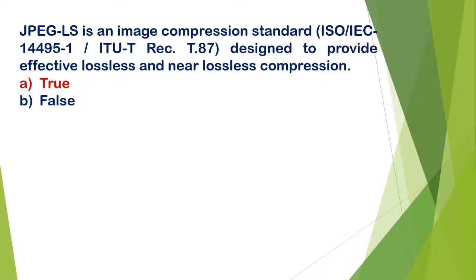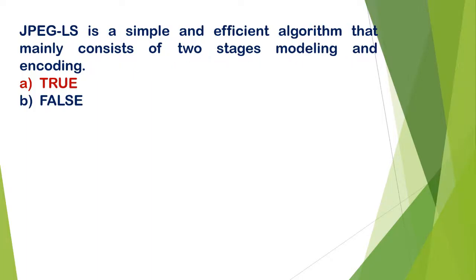JPEG-LS is an image compression standard, ISO/IEC 14495-1, ITU-T Rec. T.87, designed to provide effective lossless and near lossless compression. A. True, B. False, and the correct option is A, true. JPEG-LS is a simple and efficient algorithm that mainly consists of two stages, modeling and encoding. A. True, B. False, and the correct option is A, true.